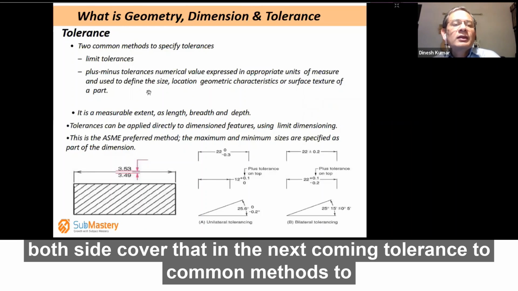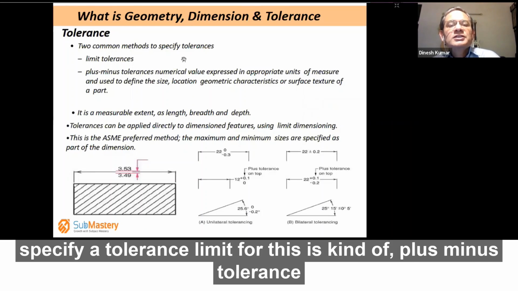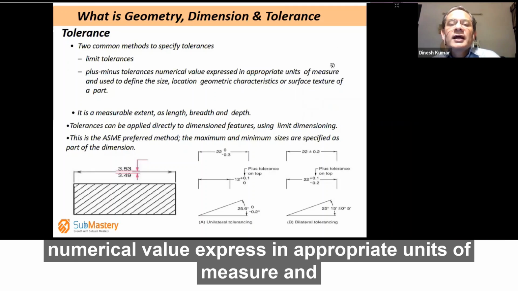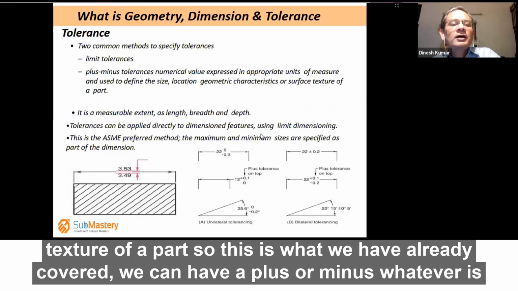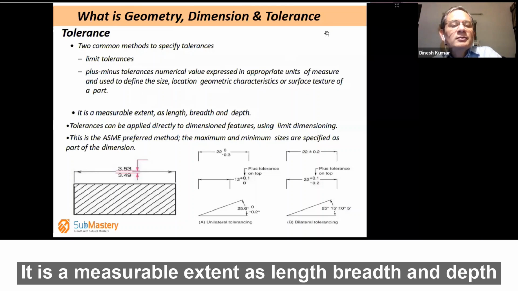Now, tolerance. Two common methods to specify tolerance. Limit tolerance. This is a kind of plus-minus tolerance, numerical values expressed in appropriate units of measure and used to define the size, location, geometric characteristics or surface texture of a part. So this is what we have already covered. You can have a plus or minus, whatever is allowable. It is a measurable extent as length, breadth, and depth. Okay, there can be others also.